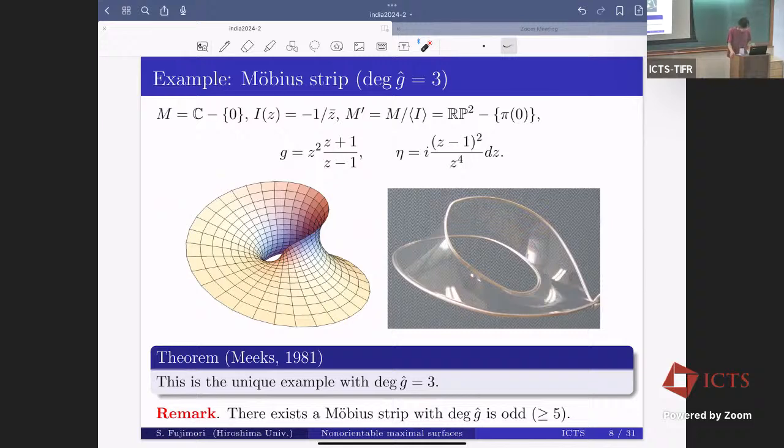And in this topology, the degree of the Gauss map is always odd. So now the next simple case is degree 5. In the degree 5 case, there are many examples. But for degree 3, this is the only example. This is the non-orientable minimal surface.